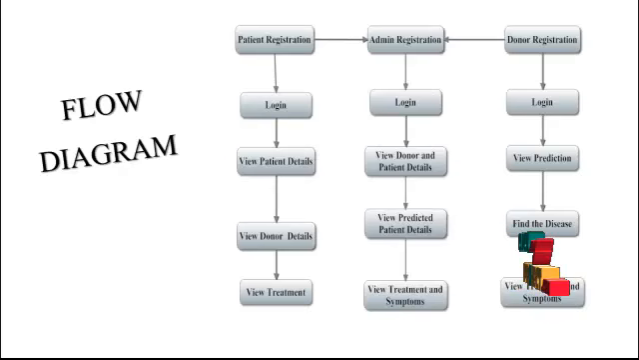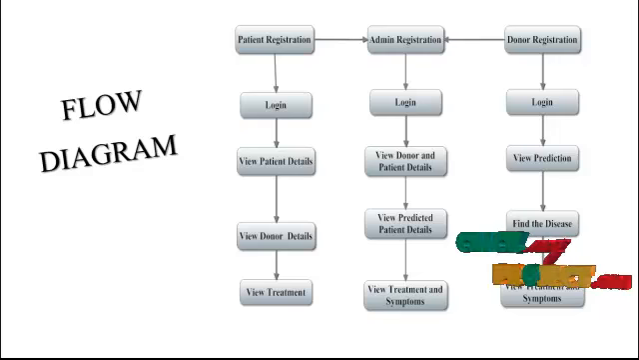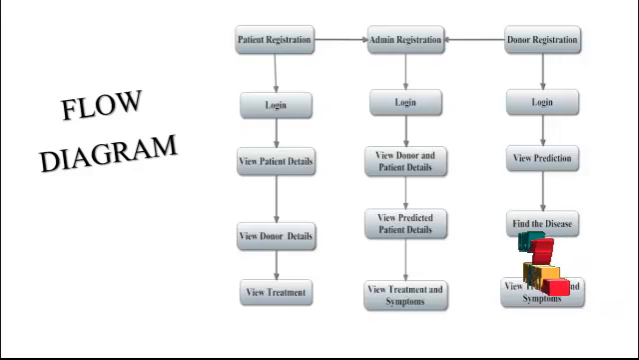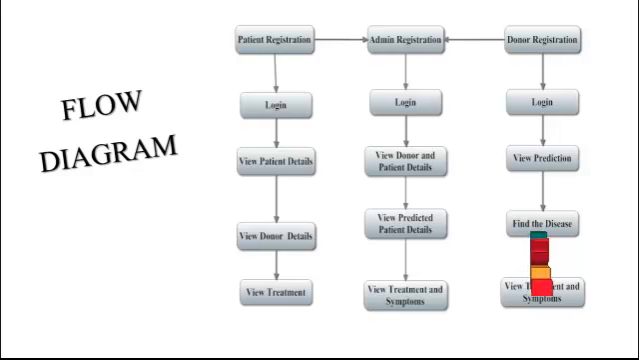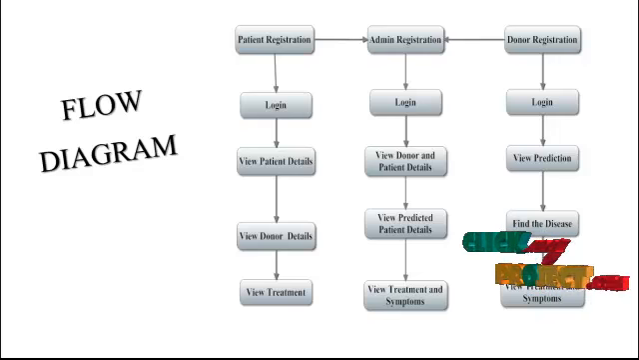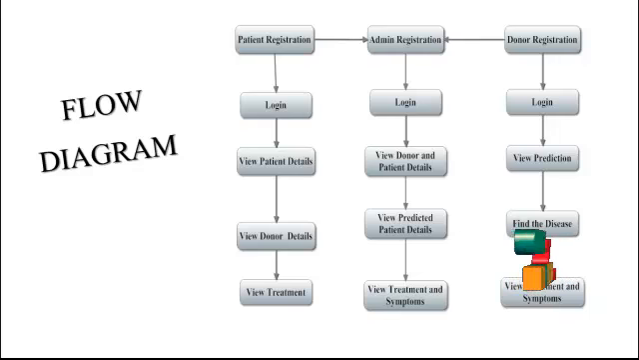Our project flow diagram. In this project, we have three processes: the patient registration, the admin process, and the donor process. In the patient process, register and login into the server. After the login, the user enters the patient details based on the electronic medical records and gets the donor details based on the data already stored in the server.